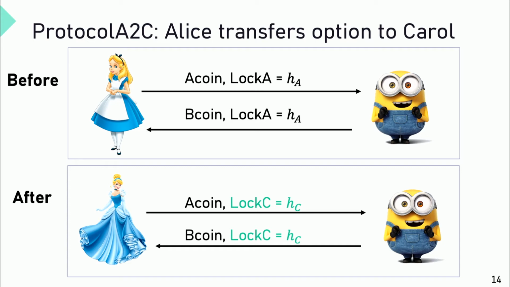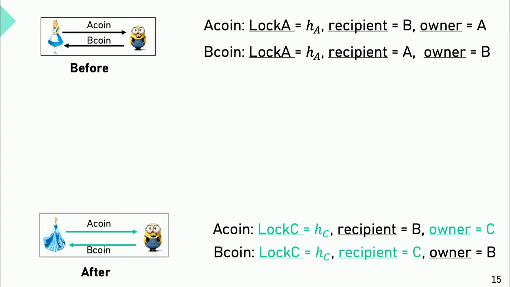The states of those contracts are shown on the top. For example, in the A coin contract, the hash value for the lock is HA, generated by Alice. The recipient is Bob, meaning Bob will get the asset if he provides a pre-image of HA. The owner is Alice, meaning Alice will get the asset when a refund is triggered. We need to change those fields from the top to the bottom.